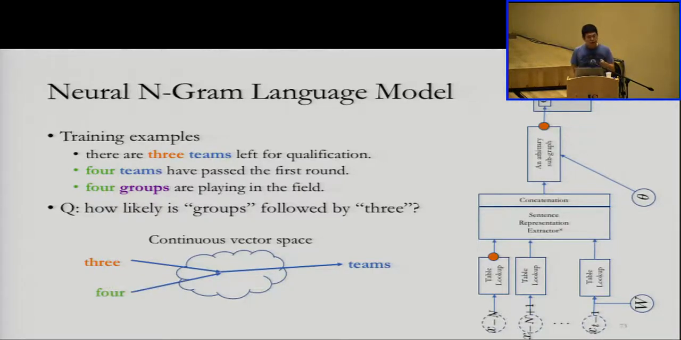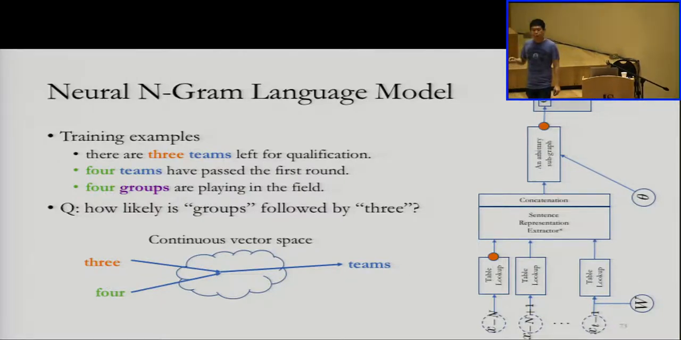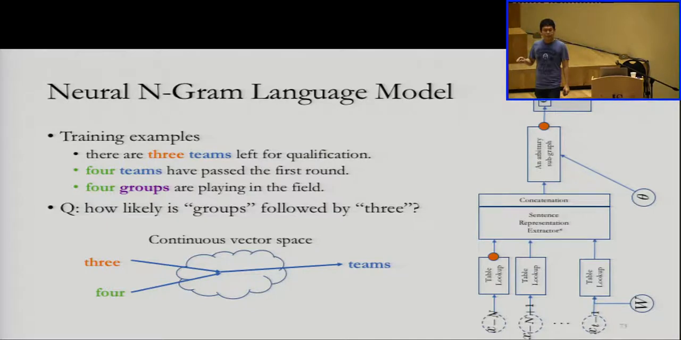Now the second example is 4 teams. So this neural net is going to try to output a distribution whose mass is concentrated on teams, again, given the input 4. The efficient way to do this is to map 3 and 4 nearby in this continuous vector space, so that from there the same mechanism can be used by the neural net to output the same kind of distribution.